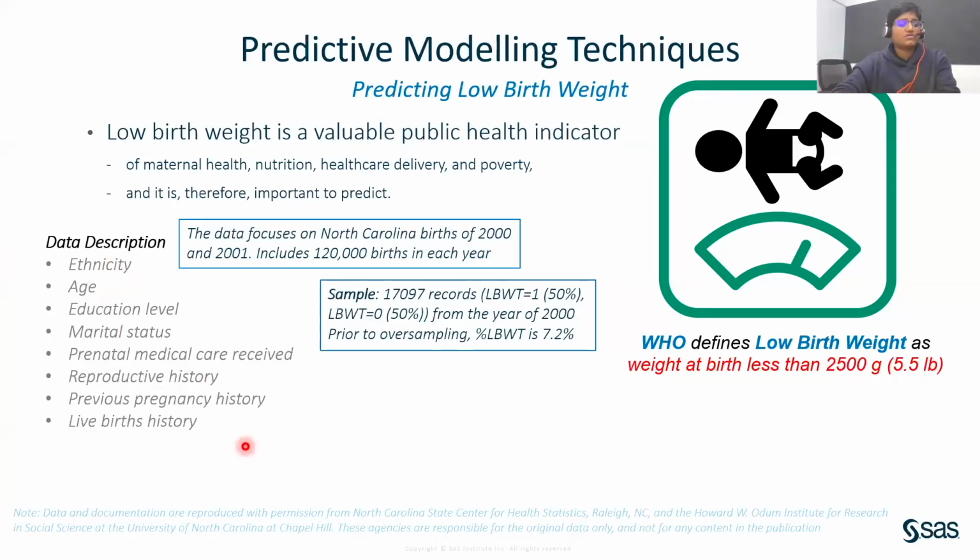Now, the data description, there are again multiple different factors. And notice this, you are not just looking at the medical history, you're not just looking at the prenatal status, you're not looking at the reproductive history or the previous pregnancy history or the live birth history relating to the female biological sex in consideration. But over and above that, you're also looking at the demographic factors relating to ethnicity, age, education, and marital status.